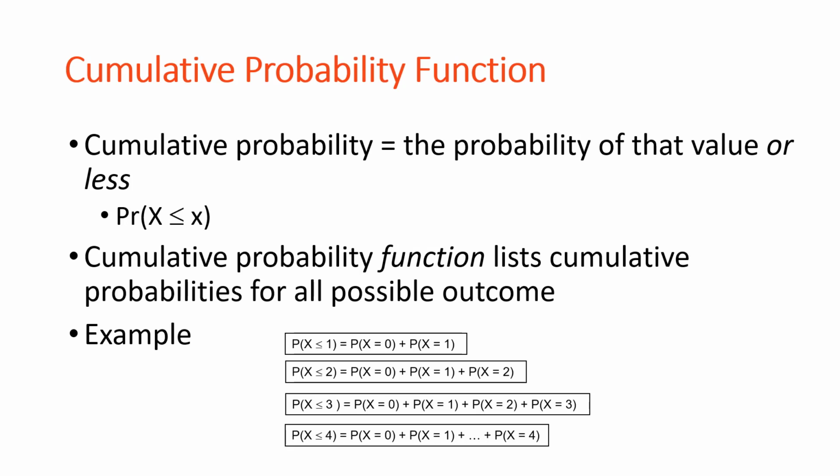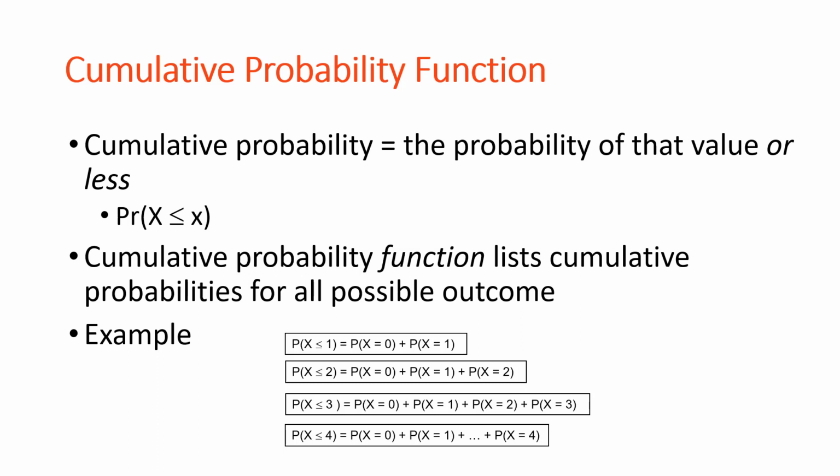Recall the cumulative probability concept. Cumulative probability is equal to the probability of that value or less. The cumulative probability function lists cumulative probability for all possible outcomes. For example, the probability that x is equal to or less than 1 is the sum of the probability that x is equal to 0 and the probability that x is equal to 1.